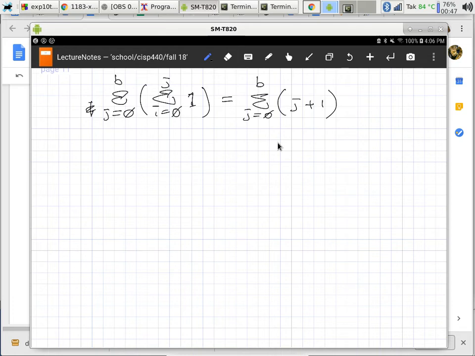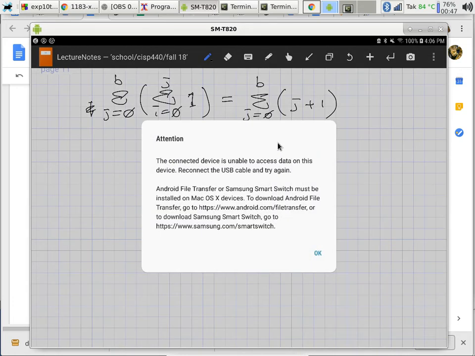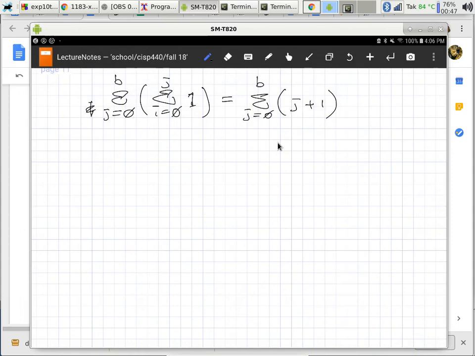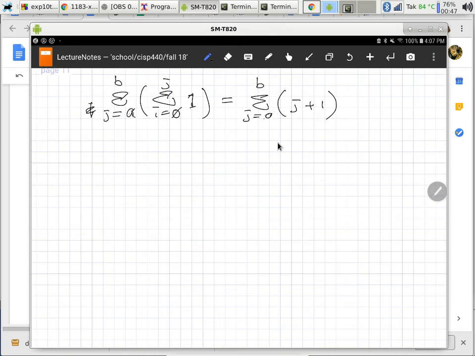Yep. Does j start as 0 or a? Is that a? Oh, okay. So we'll turn it into a. I probably just didn't read my question carefully, so it's a and a here. There we go. All right.